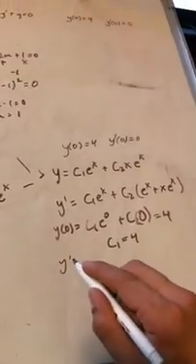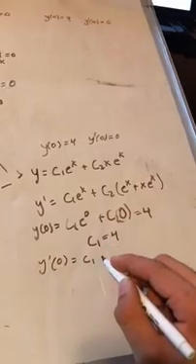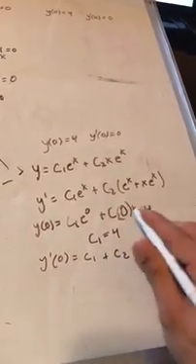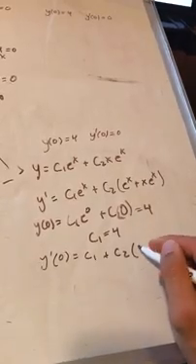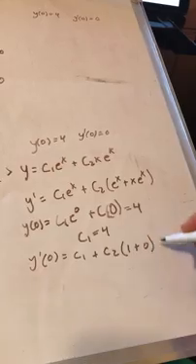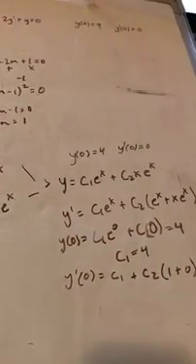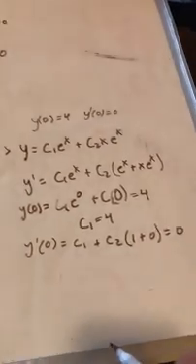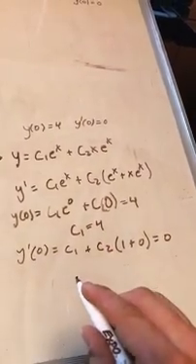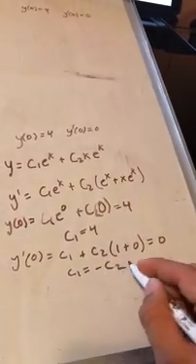All right, and now the next one, y prime of 0 is 0. c1 e to the 0, which is just 1, so c1, plus c2 times e to the 0, which is just 1, times (1 plus x), where x is 0. And that is all equal to 0. So from here, we have c1 plus c2 is equal to 0. Therefore, c1 is equal to negative c2.